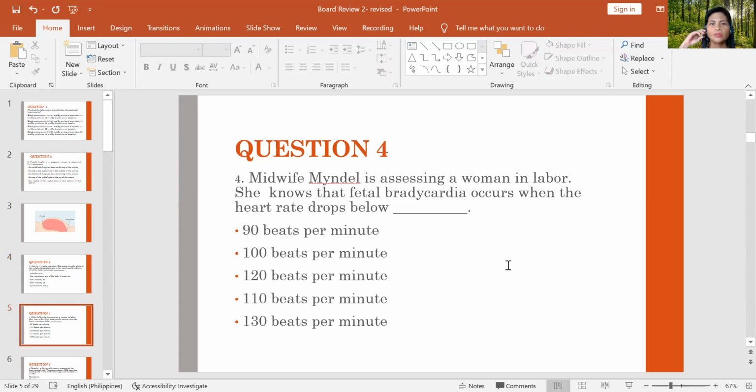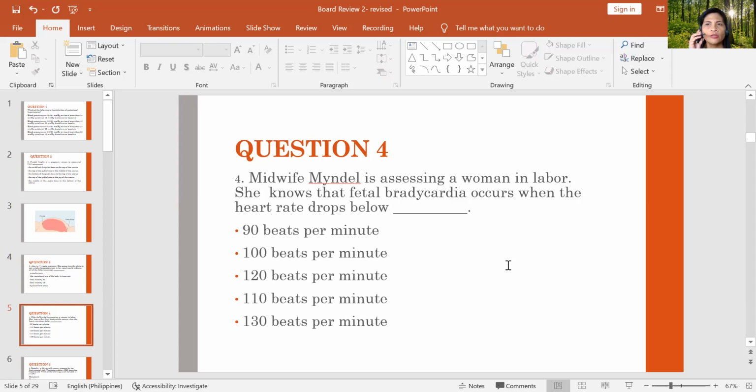Let's go now to question number 4. So midwife Mindel is assessing a woman in labor. So she knows that fetal bradycardia occurs when the heart rate drops to 90 beats per minute. Another option, 100 beats per minute. Another option, 110 beats per minute. Next option, 130 beats per minute. So what is the right answer? The right answer would be 110 beats per minute.